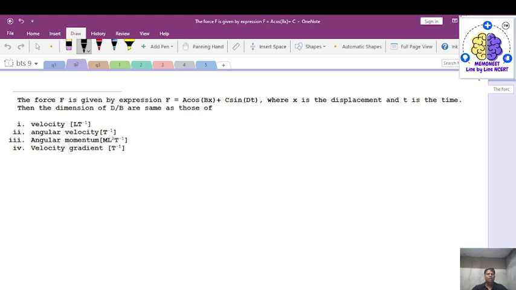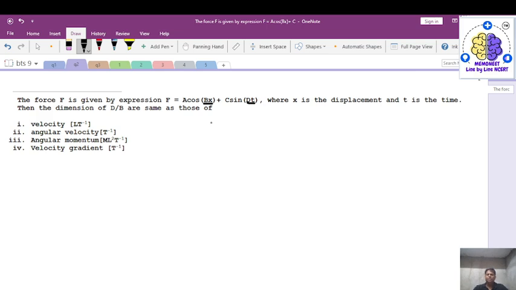Let's see another numerical. The other numerical is related to dimensional analysis and it says that the force F is given by the expression F equals A cos Bx plus C sin Dt, where x is the displacement and t is the time. Then the dimension of D by B is the same as those of the options being given to us. Alright. So here B is an argument of cos and it is multiplied with x, and D when multiplied with t becomes an argument of sine. So cos and sine have an argument as angle, and angle is dimensionless.